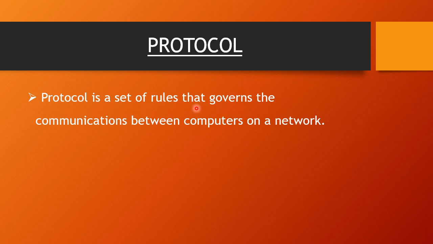So they are governing that, meaning they are keeping a watch on how the communication is taking place between the computers on the network. So that is nothing but a protocol. So what is protocol? Protocol is a set of rules that governs the communications between the computers on a network. Now we will see the types of protocol.